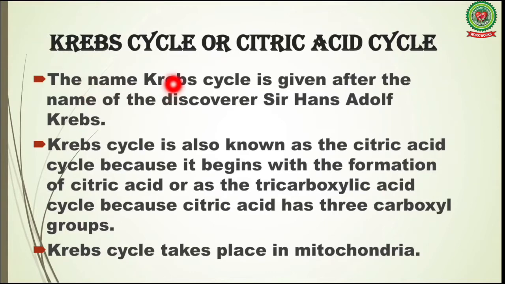The name Krebs cycle is given after the name of the discoverer Sir Hans Adolf Krebs. Krebs cycle is also known as the citric acid cycle because it begins with the formation of citric acid, or as the tricarboxylic acid cycle because citric acid has 3 carboxyl groups. Krebs cycle takes place in mitochondria.